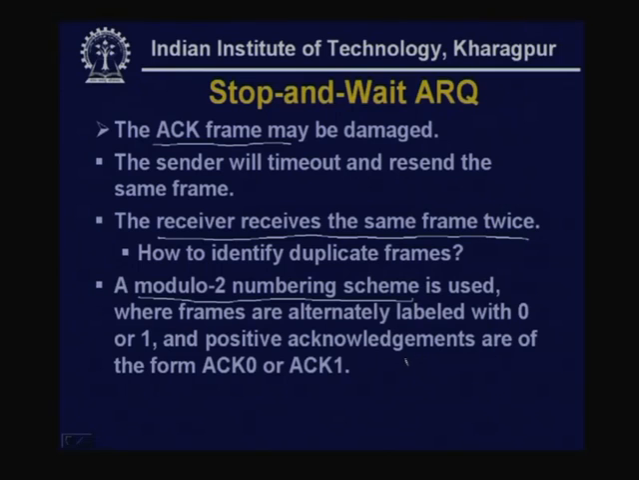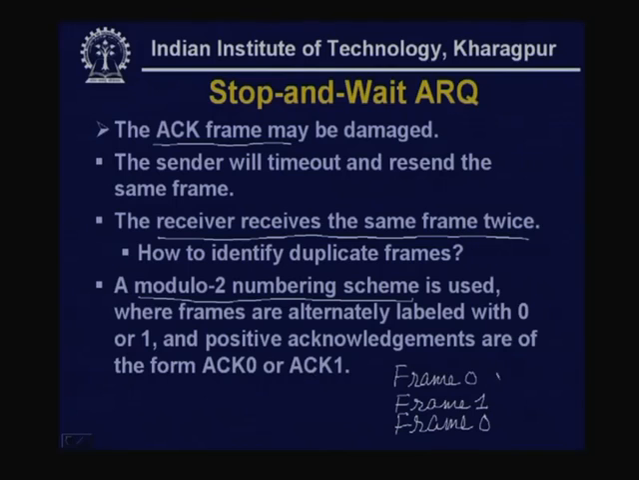What is done? The frames are sent alternately as frame 0, then frame 1, then again frame 0, alternately. So, if the acknowledgement of frame 0 is lost, frame 0 will be retransmitted. So, there is no possibility of confusing it with the next frame, because the next frame will be frame 1. So, by using this numbering, the possibility of receiving a duplicate frame is avoided.